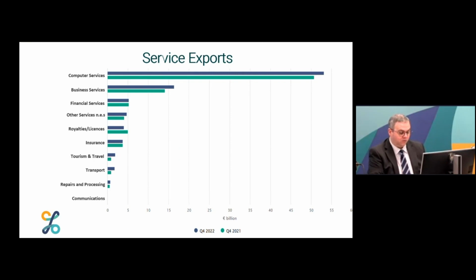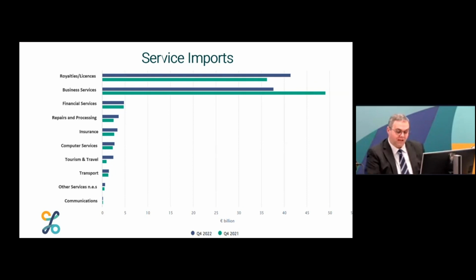Looking at our service exports compared to last year, we can see an overall increase of 6.3 billion. And within this, computer services have increased by 2.4 billion and business services have increased by 2.3 billion, with operational leasing exports increasing by 228 million. Tourism services have increased by 1 billion and transport services have increased by 835 million, showing the continued recovery in these sectors.